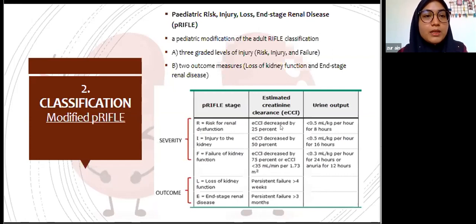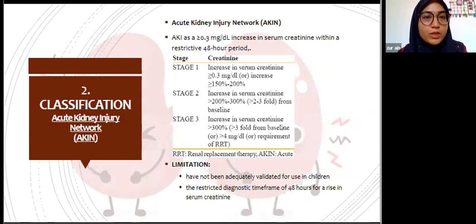Okay, that is simple. The next is the Acute Kidney Injury Network criteria, which is defined as more than 0.3 milligram per deciliter increase in the serum creatinine within a 48-hour period. It can be divided into stage 1, stage 2, and stage 3, in which stage 2 and stage 3 have appropriate increases in serum creatinine over stage 1. However, this criteria has many limitations: it is not adequately validated, and it only has a limited 48-hour time frame.